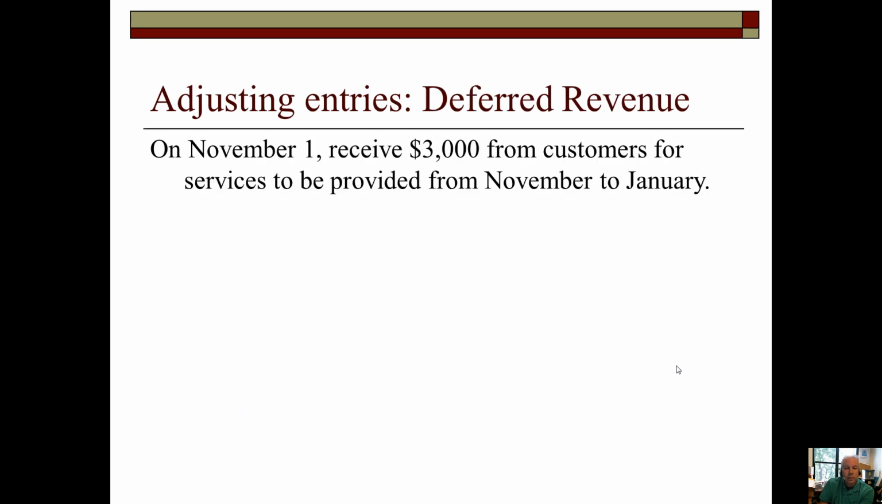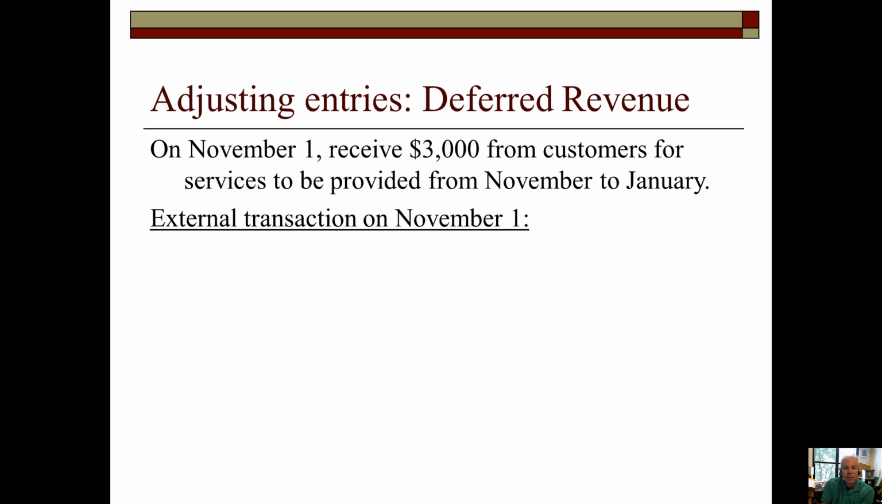Let's look at an example of deferred revenues. On November 1st, we received $3,000 from our customers for services to be provided in the future: November, December, and January. Remember, it's only November 1st, so we really won't have performed the service until the end of November, since it's ratably being earned over 3 months.